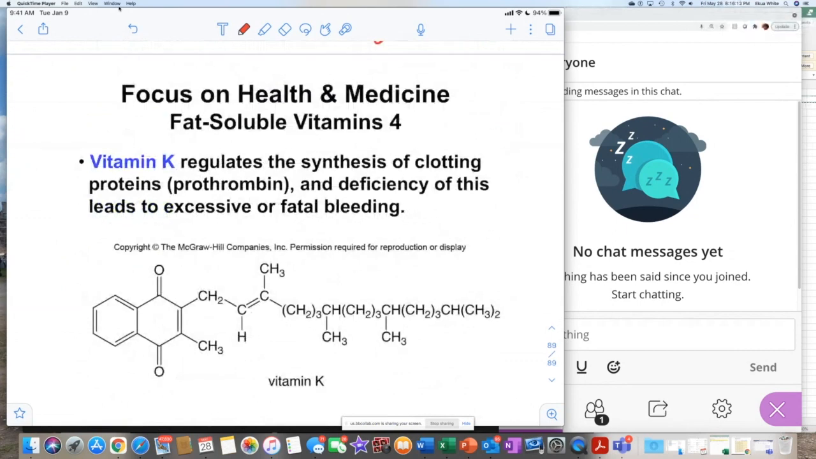K, finally, the last one. Vitamin K regulates the synthesis of clotting proteins, prothrombin, and deficiency of this leads to excessive, potentially fatal bleeding. I remember learning about this in biology when I was younger. Vitamin K is important for clotting. So when you have some kind of open wound, you want to have enough vitamin K to help you clot the blood so it can stop the bleeding, right? The clot is the body's natural band-aid, okay? So vitamin K is very important for that.